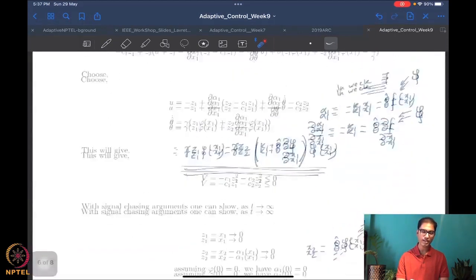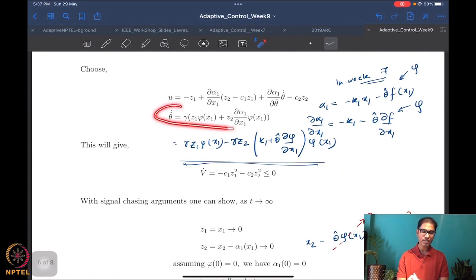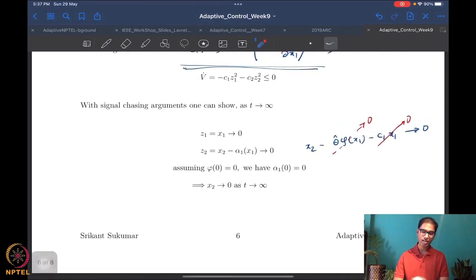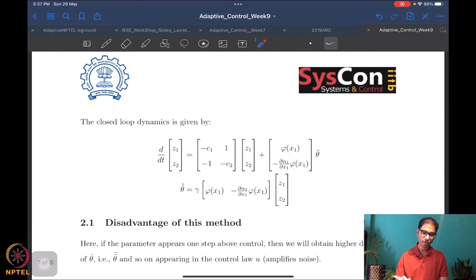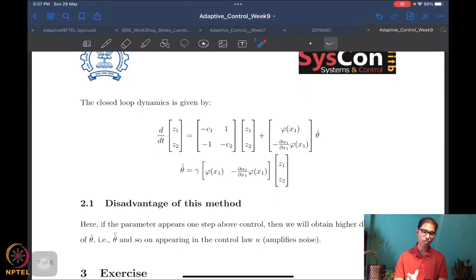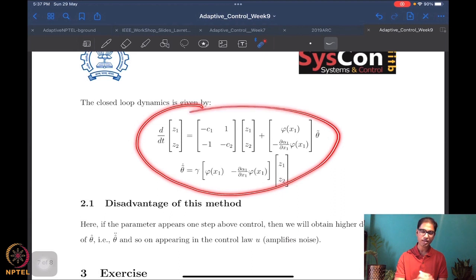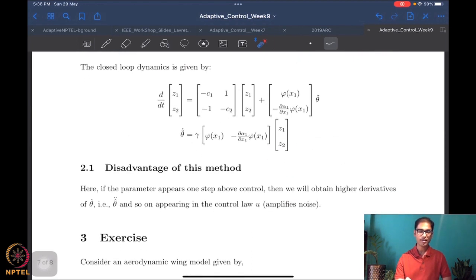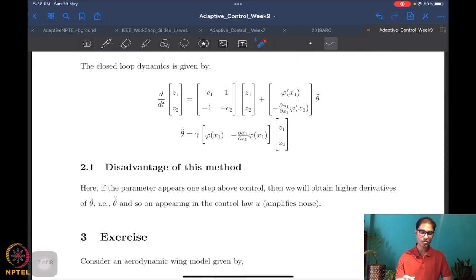And you also find that structurally the parameter update law that you get essentially contains the sum of the two parameter update laws from last time. All right. Now, so that's sort of something cool, right? So this is the sort of closed loop dynamics you would get if you actually plug in everything and put everything in place.